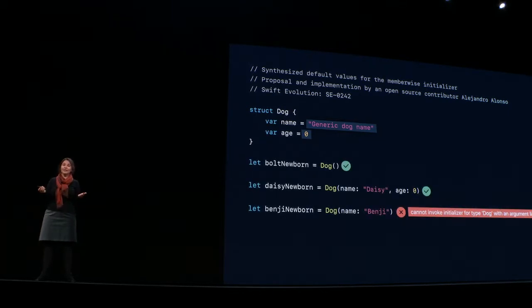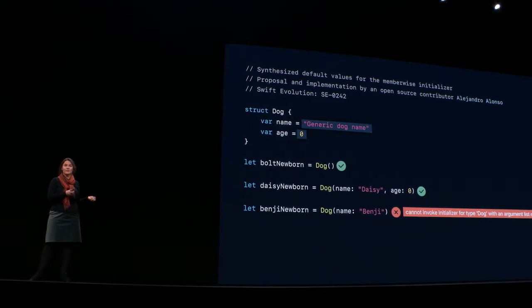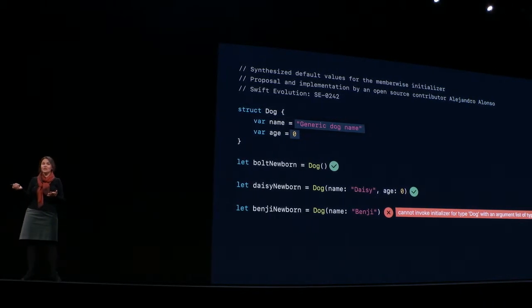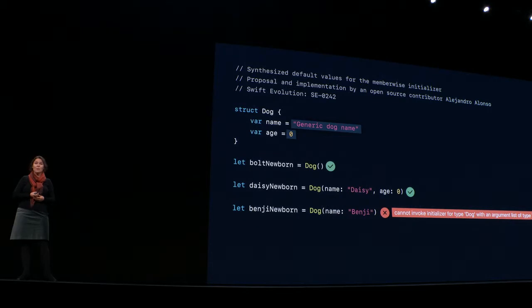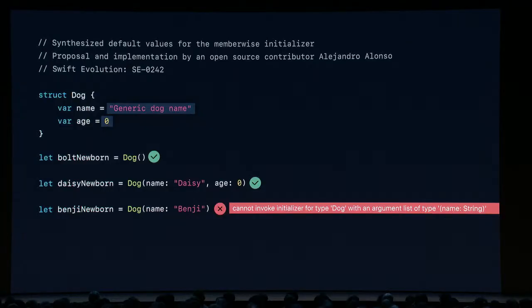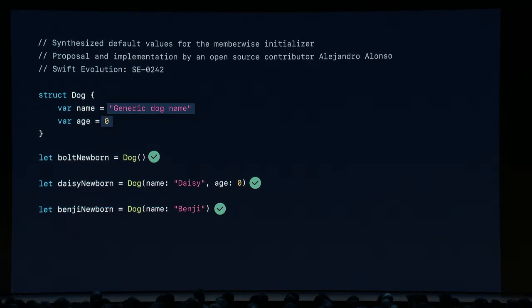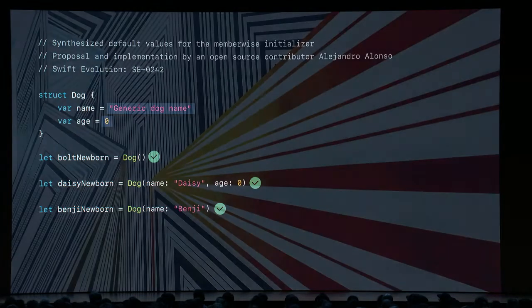Previously, you could call an initializer and pass it no arguments. You could also call an initializer and pass it all arguments. But you could not call an initializer and pass it only some of the arguments. As of Swift 5, this problem is fixed. Everything works as you expect. And the compiler generates initializers for all of these cases.